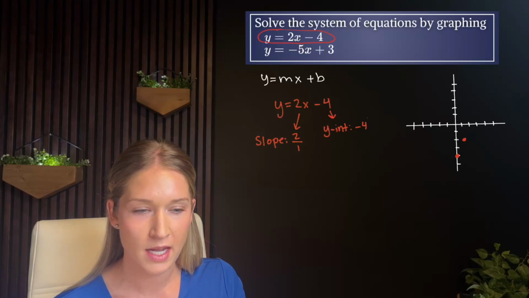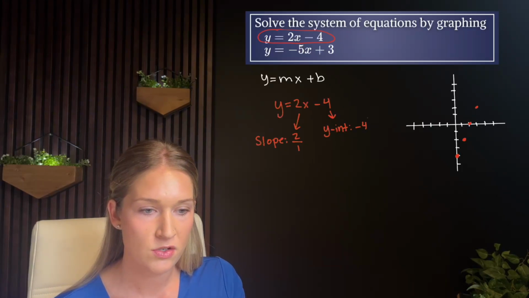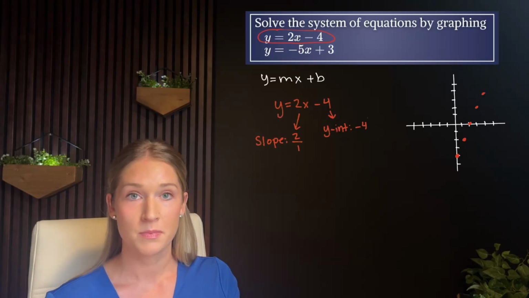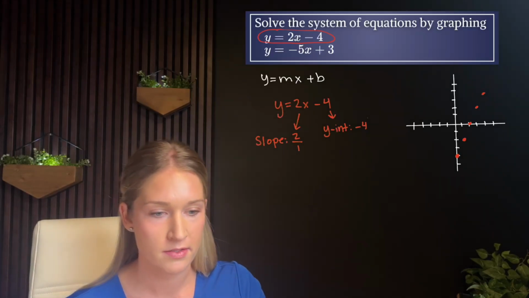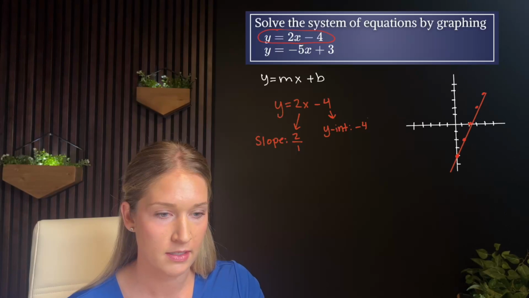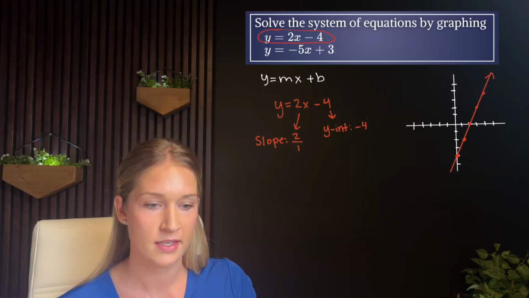And I'll do this a few times because I'm not sure where my graphs are going to cross. So I want to make sure that I have enough information to be able to find where my graphs cross. So I will connect and draw my line. So more or less my line looks like this.